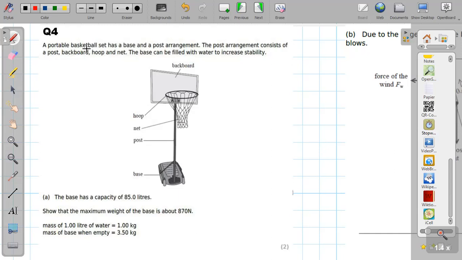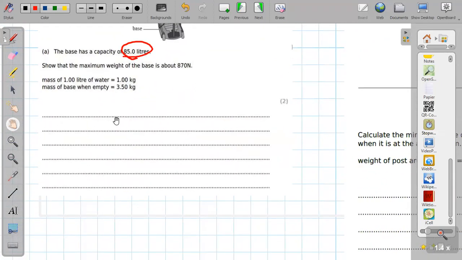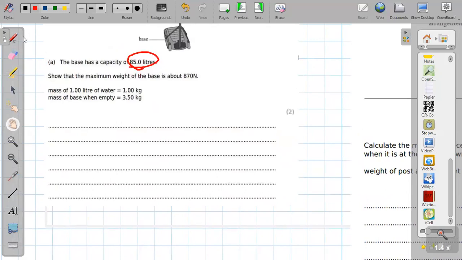A portable basketball set has a base and post arrangement like this. And the post arrangement consists of a post, backboard, hoop, and net. The base has a capacity of 85.0 liters. You can just weigh the stuff using water, so the maximum weight of the base is about 870 Newton. 1 liter is equal to 1 kilogram. So the base is empty. Mass of the base when empty is like this much.